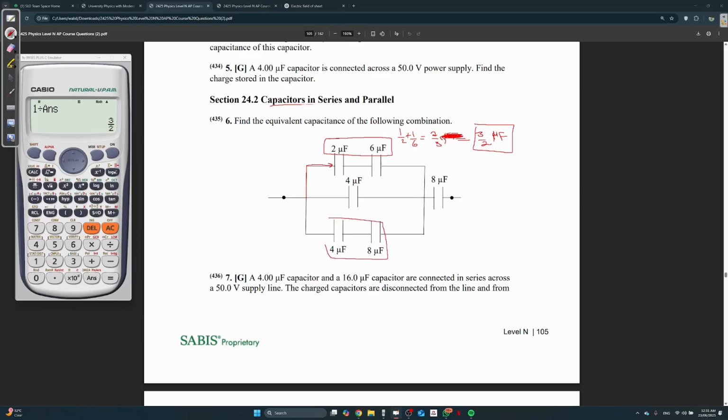Now how about the bottom branch? 1 over 4 plus 1 over 8. You get 3 over 8. Flipping it, you're going to get 8 over 3 microfarads.